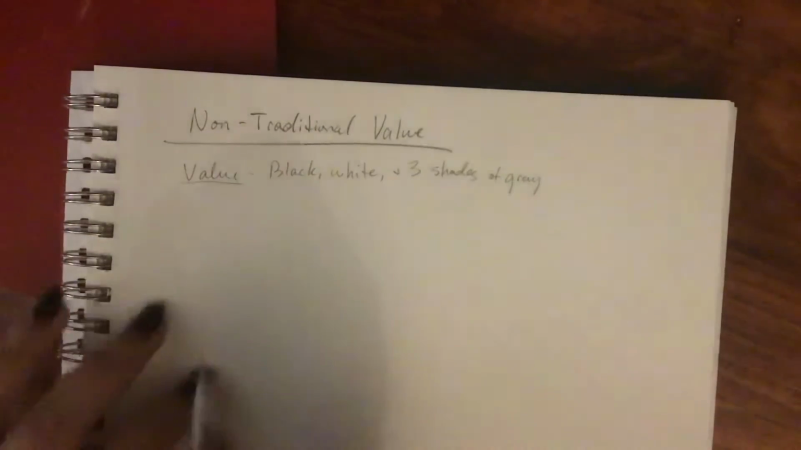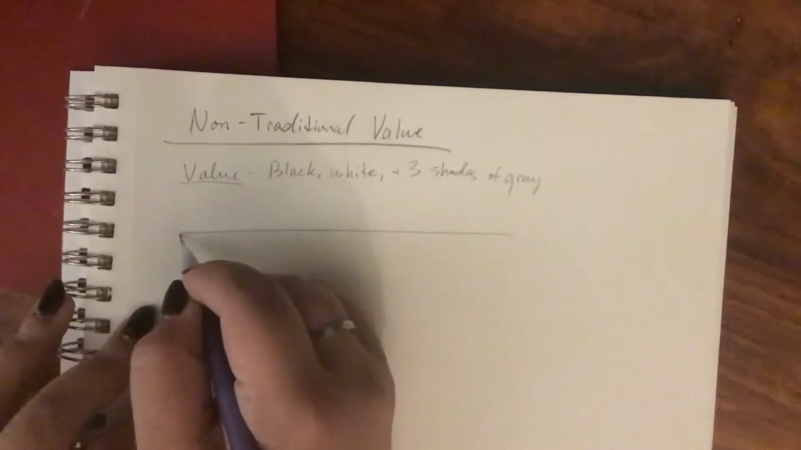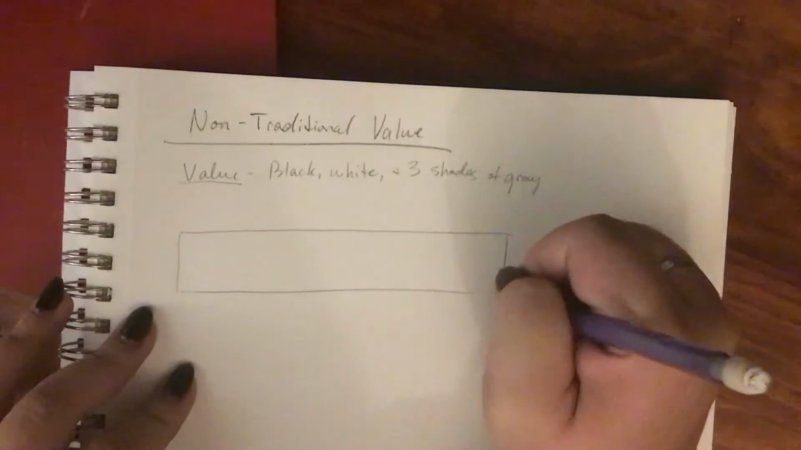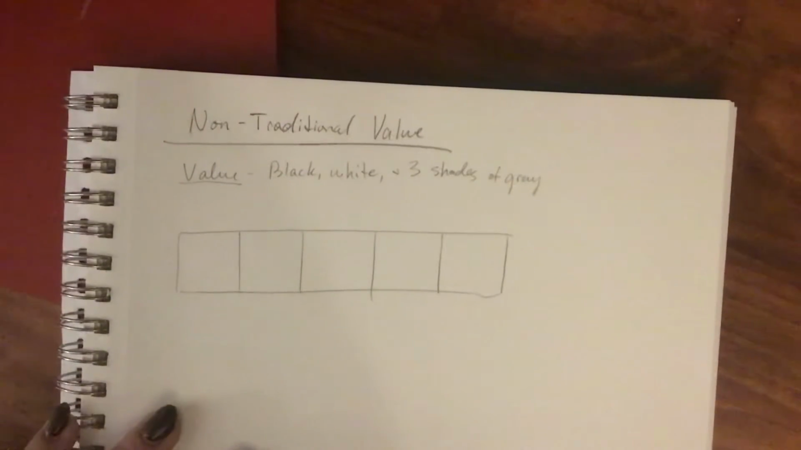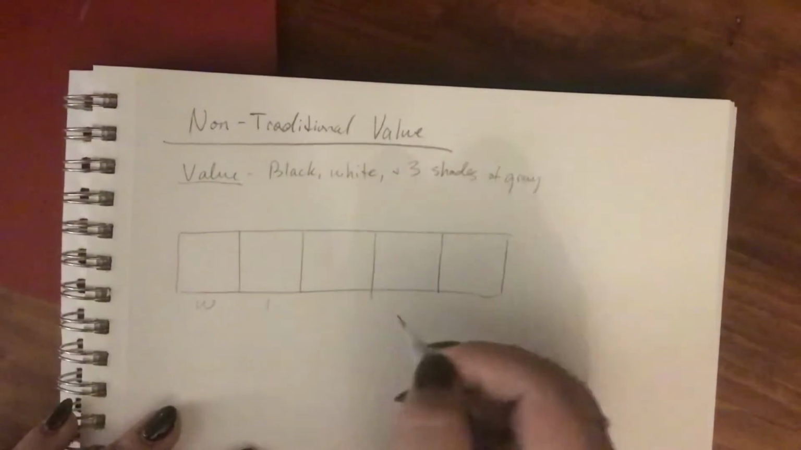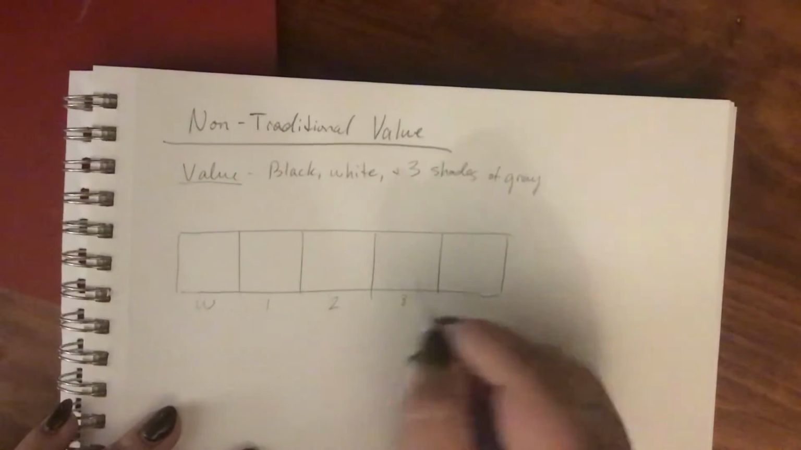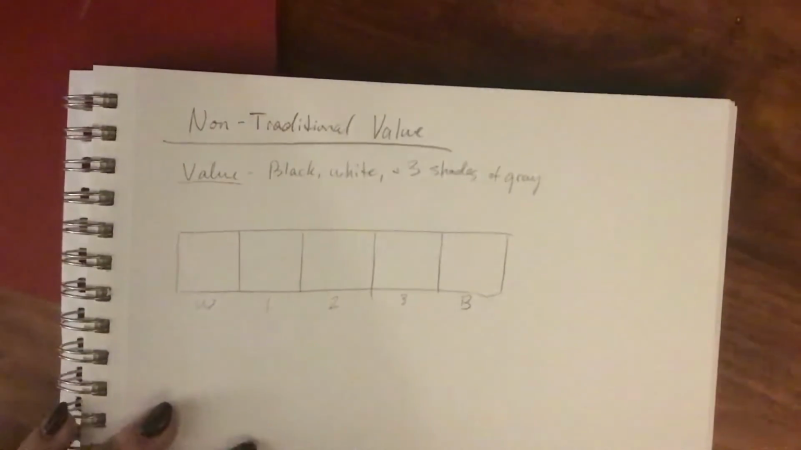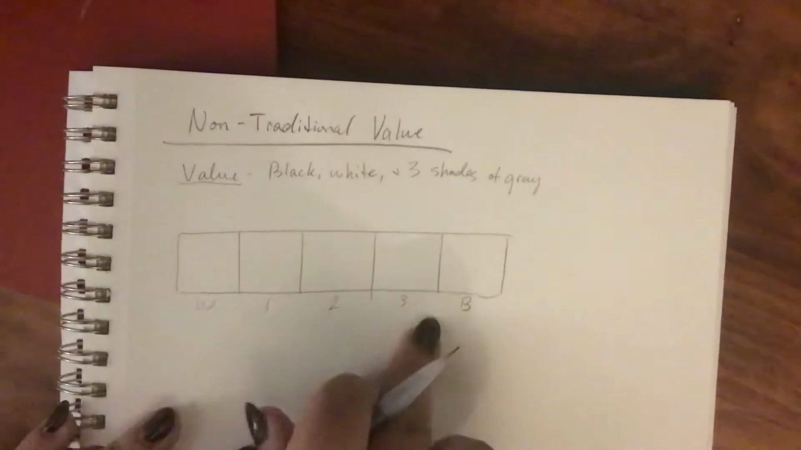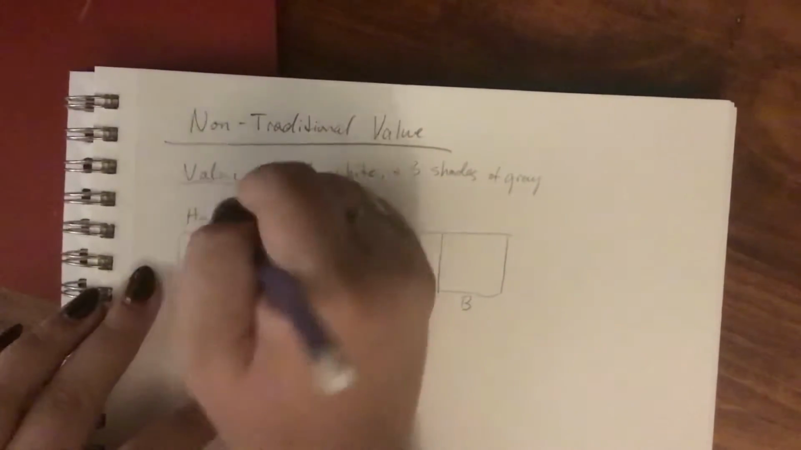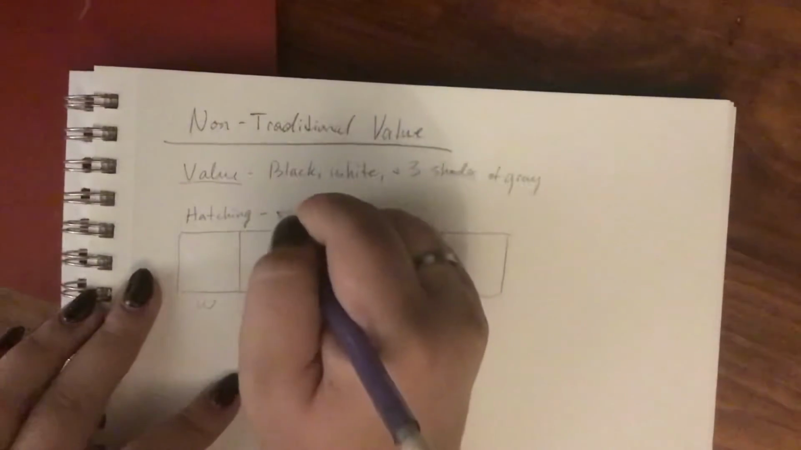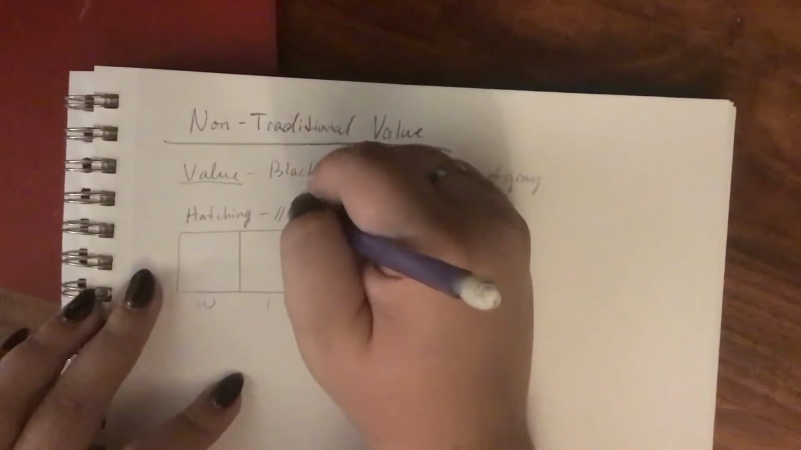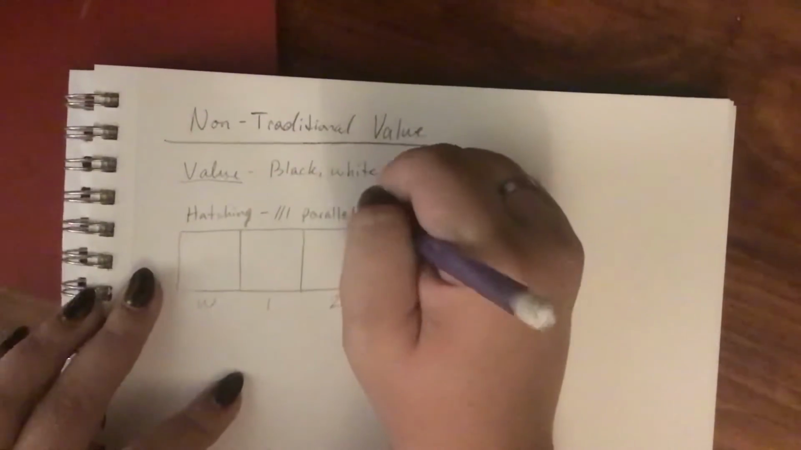So your first value that we're going to do, I want you to make a long, skinny rectangle, and go ahead, divide that up into 5 boxes, kind of like so. Under the first box, I want you to put a W, that will be your white value, and then a 1 for your first gray, a 2 for your second gray, a 3 for your third gray, and then finally a B for your black value. And then we are going to title this Hatching, H-A-T-C-H-I-N-G. And now what hatching is, you're going to fill it in using parallel lines. So I'm just going to put parallel lines.